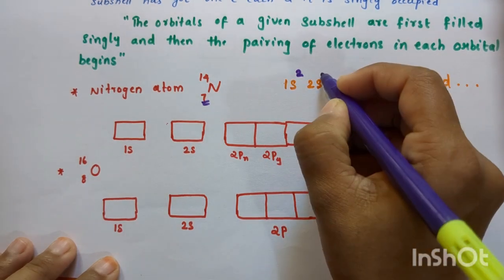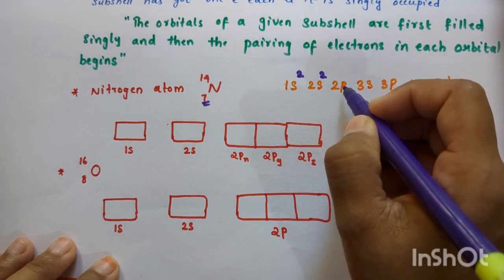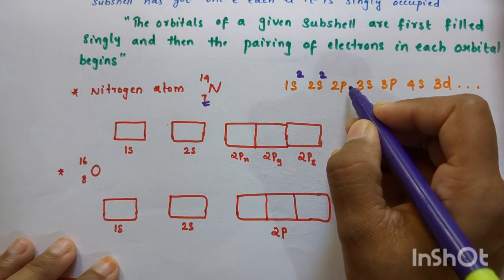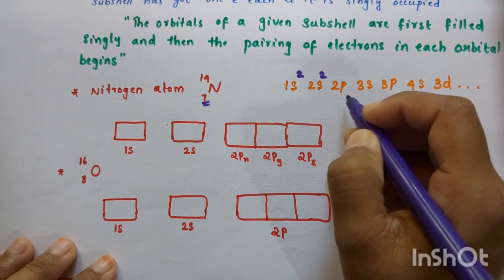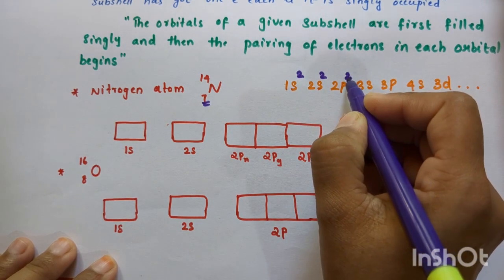So, 1s2, 2s2, because the s subshell can have 2 electrons maximum. So 2, 2, 4. But we have 7 here. So, 3 more. The p subshell can have maximum 6 electrons. So here we have 2, 2, then this will be 2.